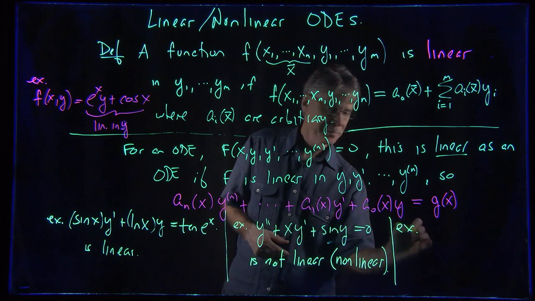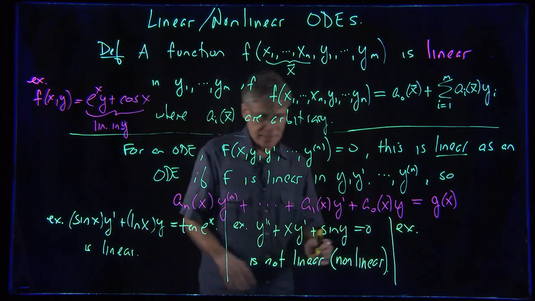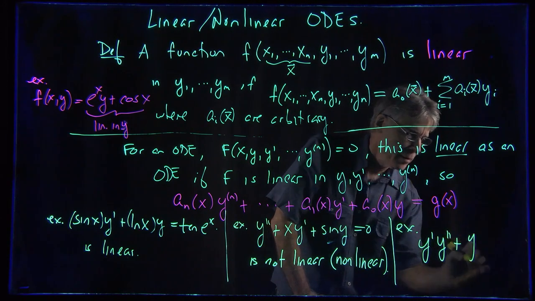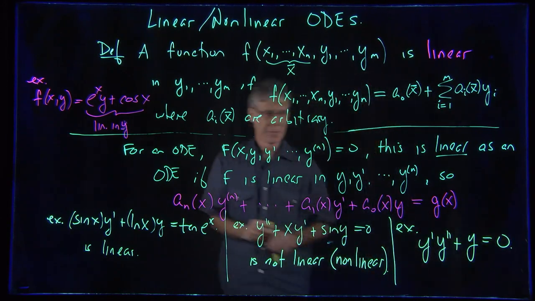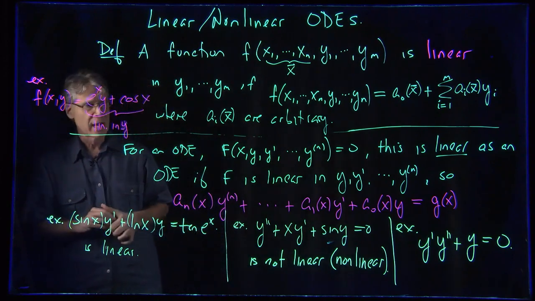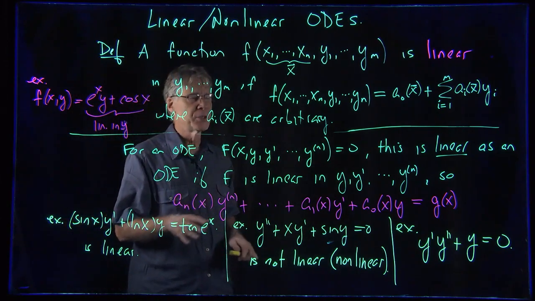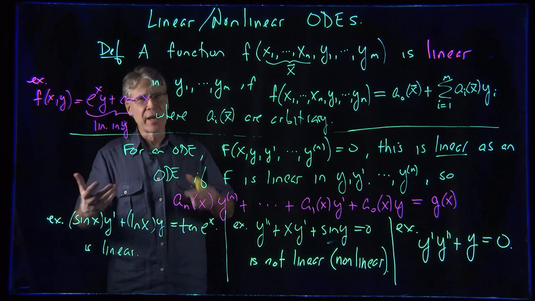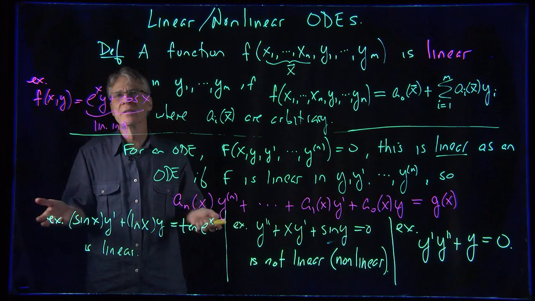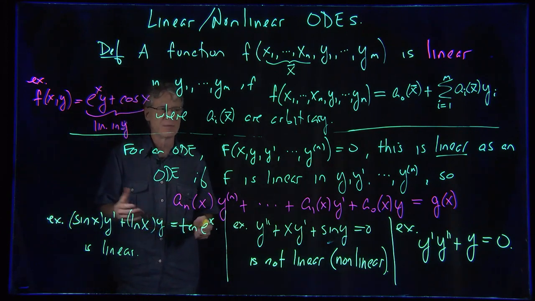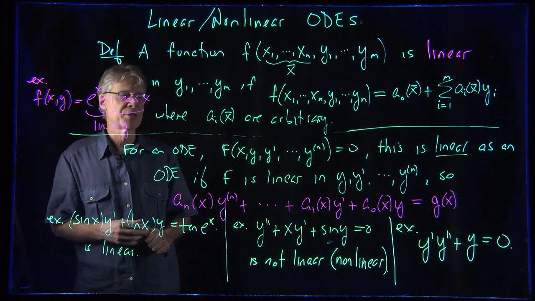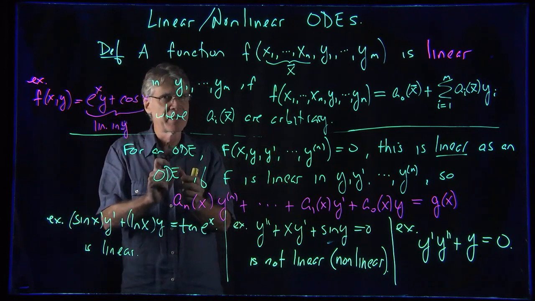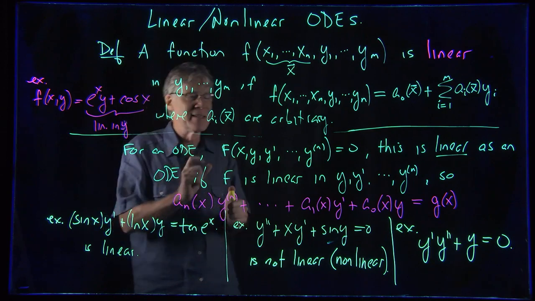And then the last example is this one. Y prime, y double prime, plus y equals 0. And it turns out, yes, y shows up off by itself as a summand. Y prime is there, and there's no function of x. The function of x in there is 1, is the function 1. Y double prime is there also, but the fact that two of these derivatives are multiplied together means that this is nonlinear.